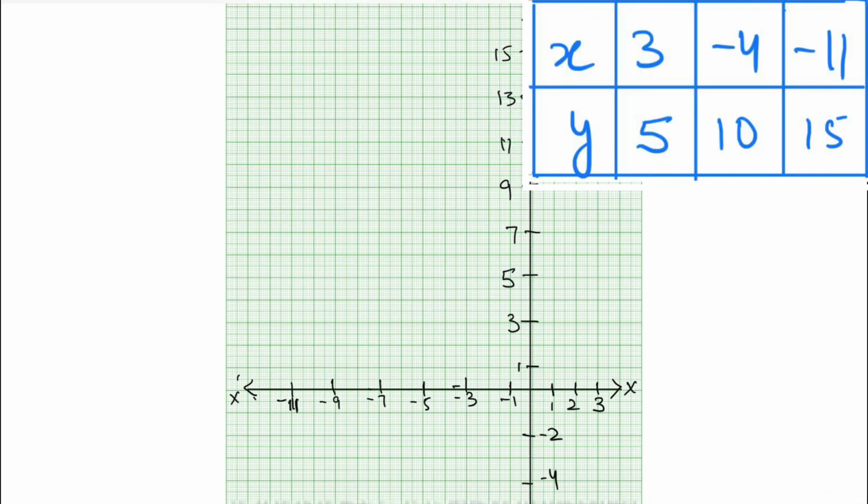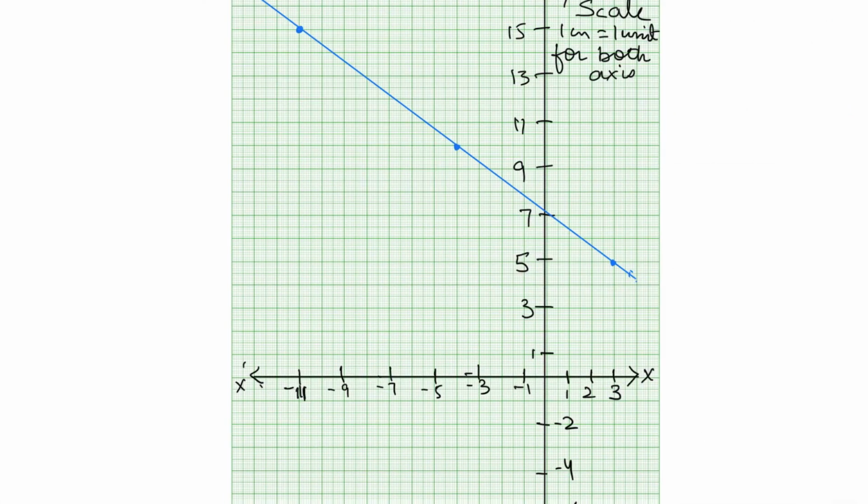For the first line we have first coordinate 3 and 5, right? Then we have minus 4 and 10. So we got this coordinate. Then we have minus 11 and 15. So minus 11, let's go up. So minus 11 and 15. Now these are the 3 points of the first line. Let's join that. So this is my one line, 5x plus 7y is equal to 50. Let's plot the points for the second equation now.